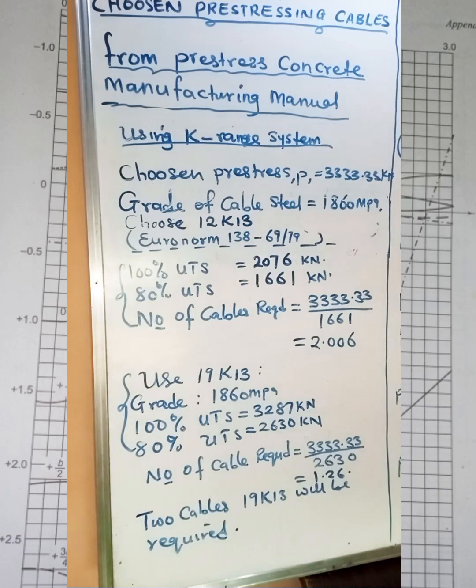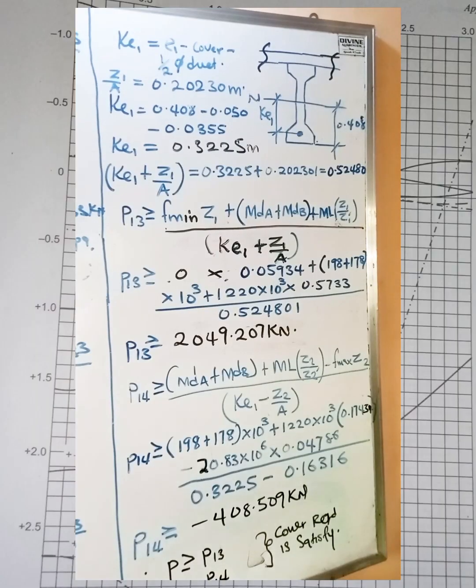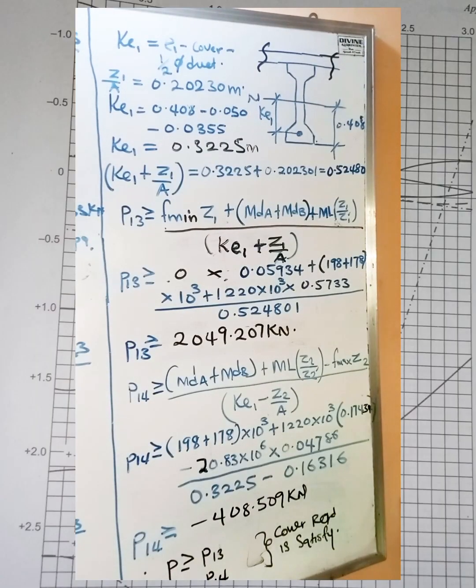Okay, so once we have gotten this, we know the number of cables that we need for this particular design. The next thing we will do, like we said earlier, is to check the cover requirement for this cable to be sure that our chosen pre-stress force meets the cover requirement. So let's do that. We have the KE1, which is K with respect to fiber 1. So we'll look at KE1.